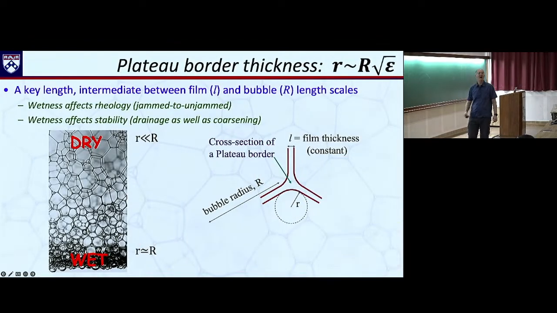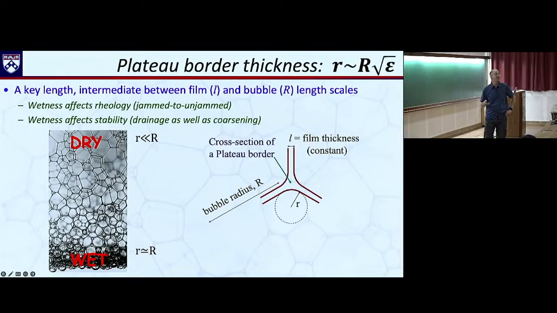All right, so how thick are those plateau borders? Here's the answer. It's set by the radius of the bubble and the square root of the liquid fraction. Okay, the liquid volume fraction. So how does that work? Okay, well, so here's a picture then that illustrates those three length scales: the film thickness, which is small, the bubble radius, which is the largest, and the plateau border radius of curvature or thickness, little r, is in between. Okay, so there's a picture.